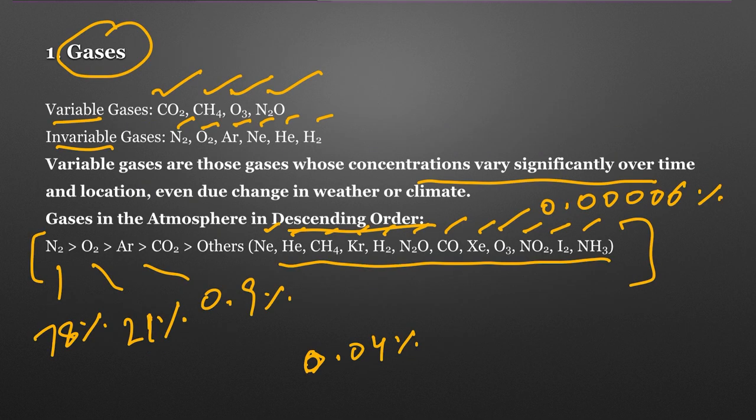We will look at the gases. There are various gases in the atmosphere. You must remember there is iodine gas, ammonia gas, nitrogen dioxide gas, xenon gas, krypton gas. These are present in our atmosphere. However, they are in very minute amounts, but they are present.